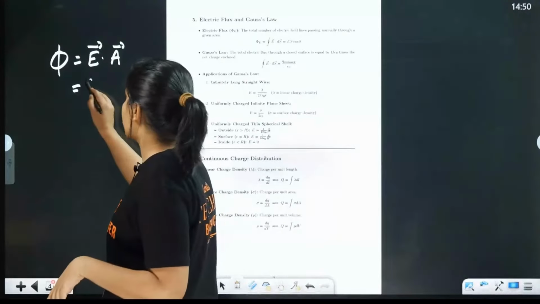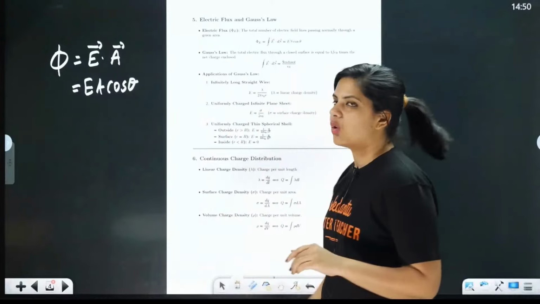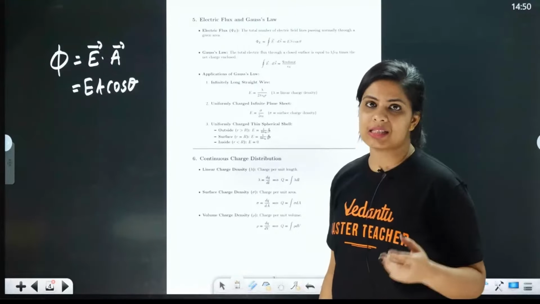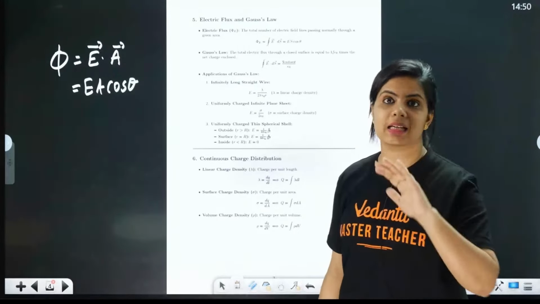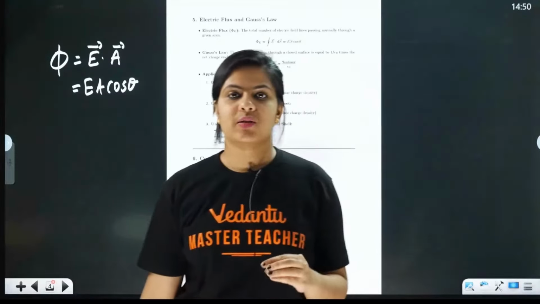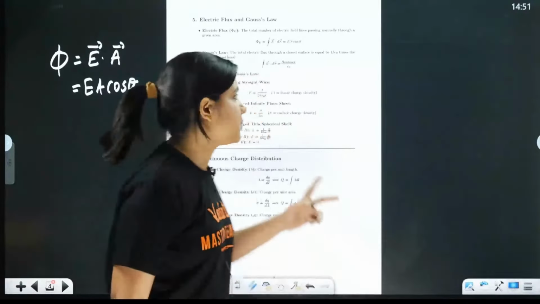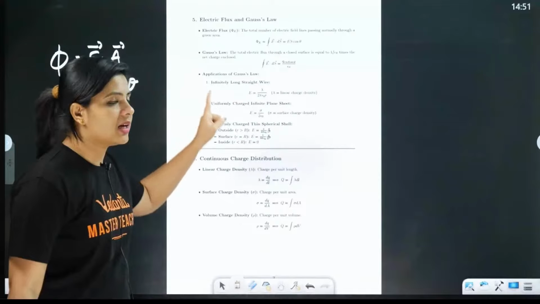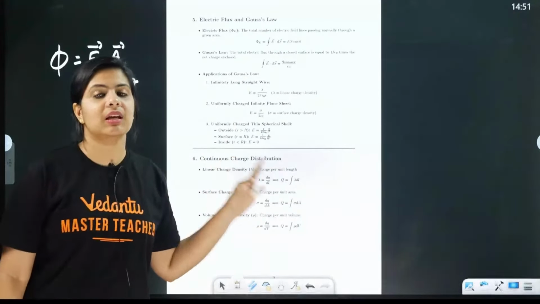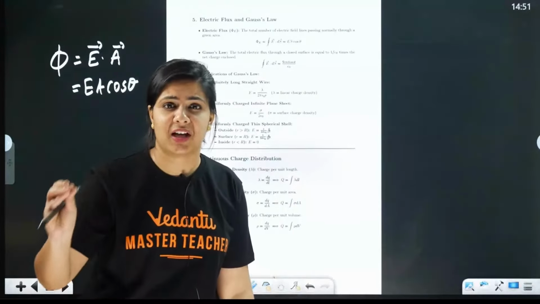So if it is uniform, you can say EA cos theta. If it is non-uniform, the expression is the closed integral of E dot ds, or you can say E ds cos theta. Understood? Next, Gauss's law. What is Gauss's law? The closed integral of E dot ds is equal to 1 by epsilon naught times the charge enclosed. The total flux passing through a closed surface is nothing but 1 by epsilon naught times the charge enclosed. Understood, everybody?